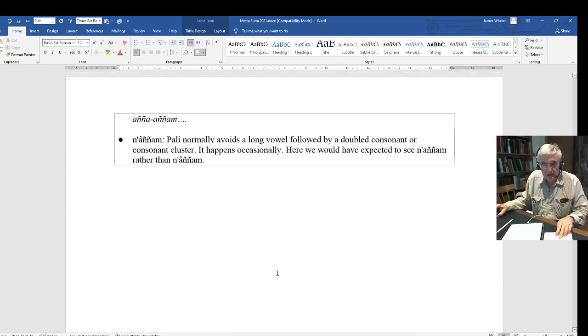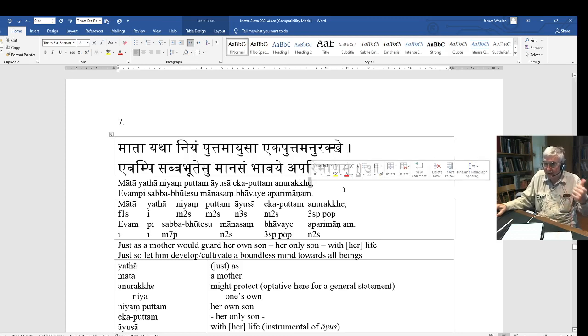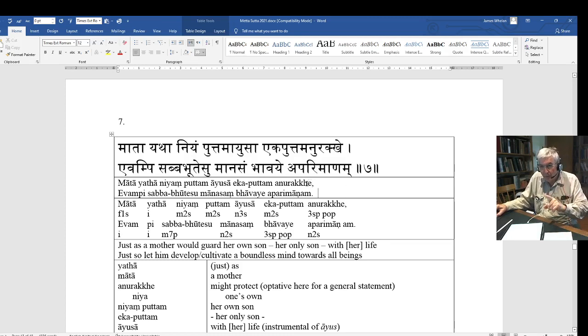Into verse 7. Mata yatha niyam puttam ayusa ekaputtam anurakkhe. Right, this is now the short form. It could be eyya, it could even be eyyati, but more commonly eyya. But here we see the short form of the optative. If it were the indicative, it would be anurakkhati. If you were talking about a mother protecting her child, mata puttam anurakkhati, that is making a statement. But here it's a hypothetical statement, just as a mother might or would protect. Optative anurakkhe.